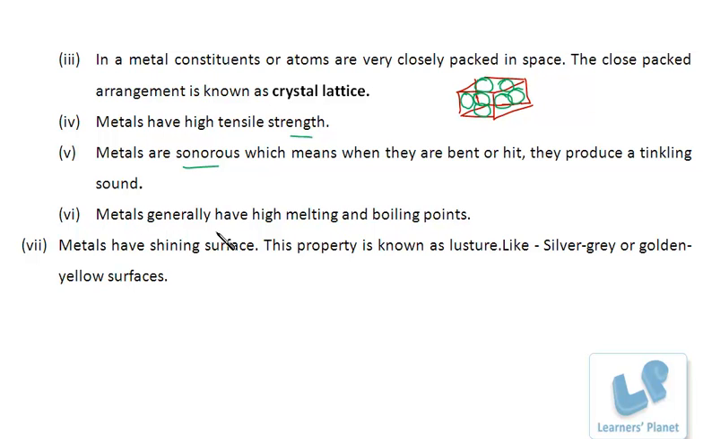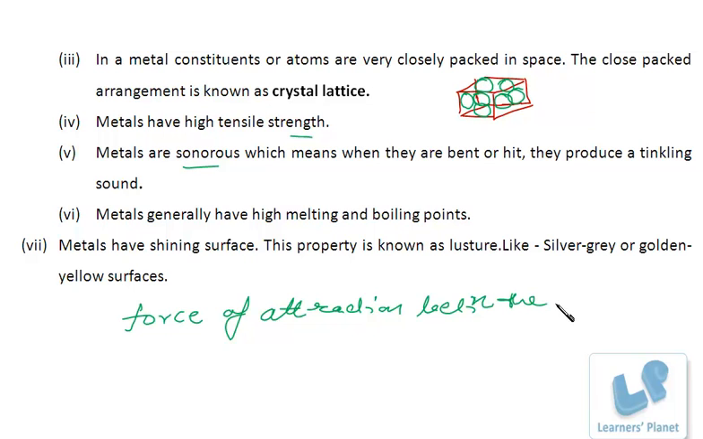Metals generally have high melting and boiling points. They have got a high melting point. Why so? Because the force of attraction between the particles is very high, or the strong forces of attraction between the particles. So because of it, they have got high melting and boiling points. They've got high melting points, right?